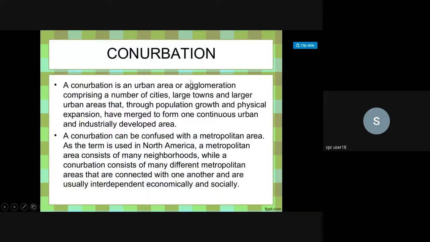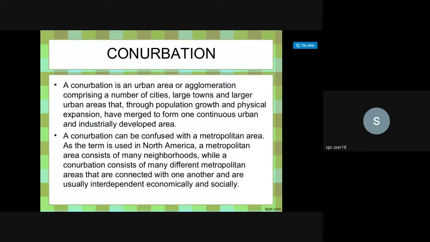And then we move to something which is on the rise of late in different parts of the world: conurbation. A conurbation is an urban area or an agglomeration comprising a number of cities, large towns, and larger urban areas that, through population growth and physical expansion, have merged to form one continuous urban and industrial development area. Normally, conurbations are also seen as two places emerging individually as isolated towns and cities, and as they grow, they merge into each other. Such is a conurbation, and I think they are going to explain it in the next slide.